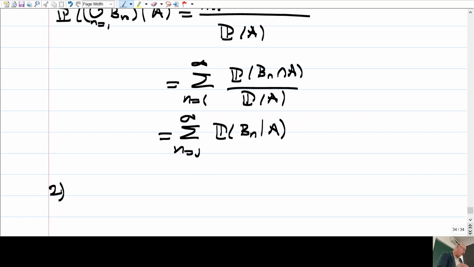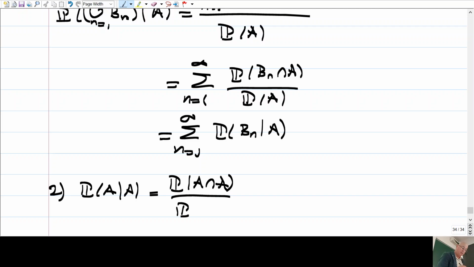The second property is that P(A|A) is 1, of course. What is this? The probability of A given A. This is just by definition equal to this. And this is P(A) divided by P(A). So this is just 1.